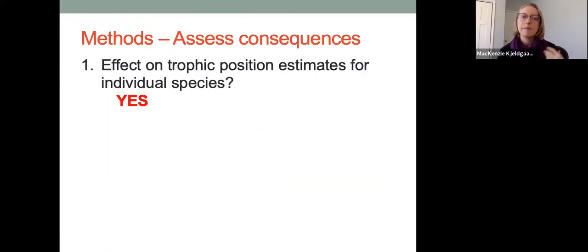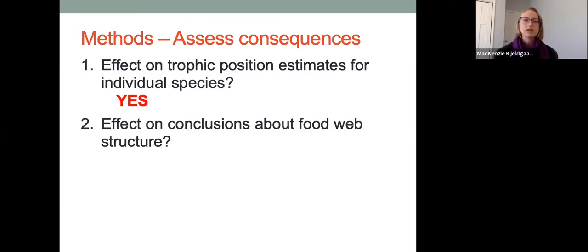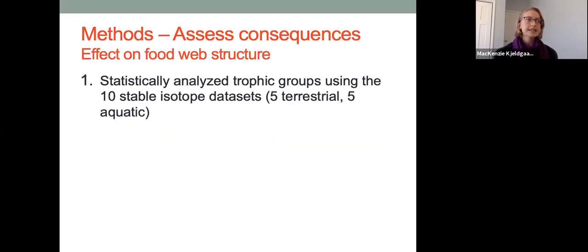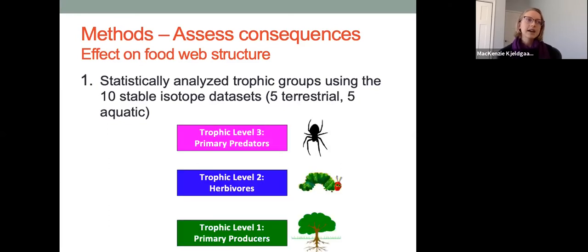So yes, looking at this first part here, we do see a significant effect on trophic position estimates for individual species. So next, I wanted to look at whether there was an effect on conclusions about overall food web structure. To do this, I took those same 10 stable isotope data sets and this time statistically analyzed trophic groups instead of species. So oftentimes, instead of analyzing differences between individual species, ecologists might group them according to their trophic level.